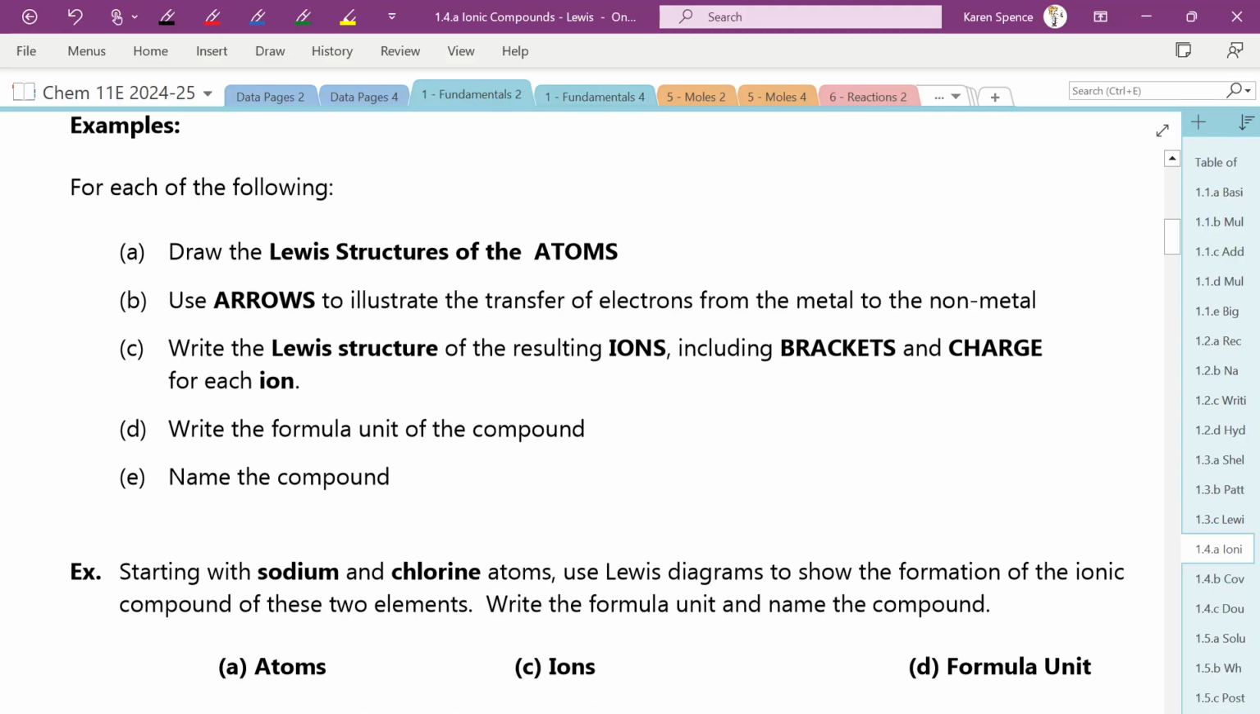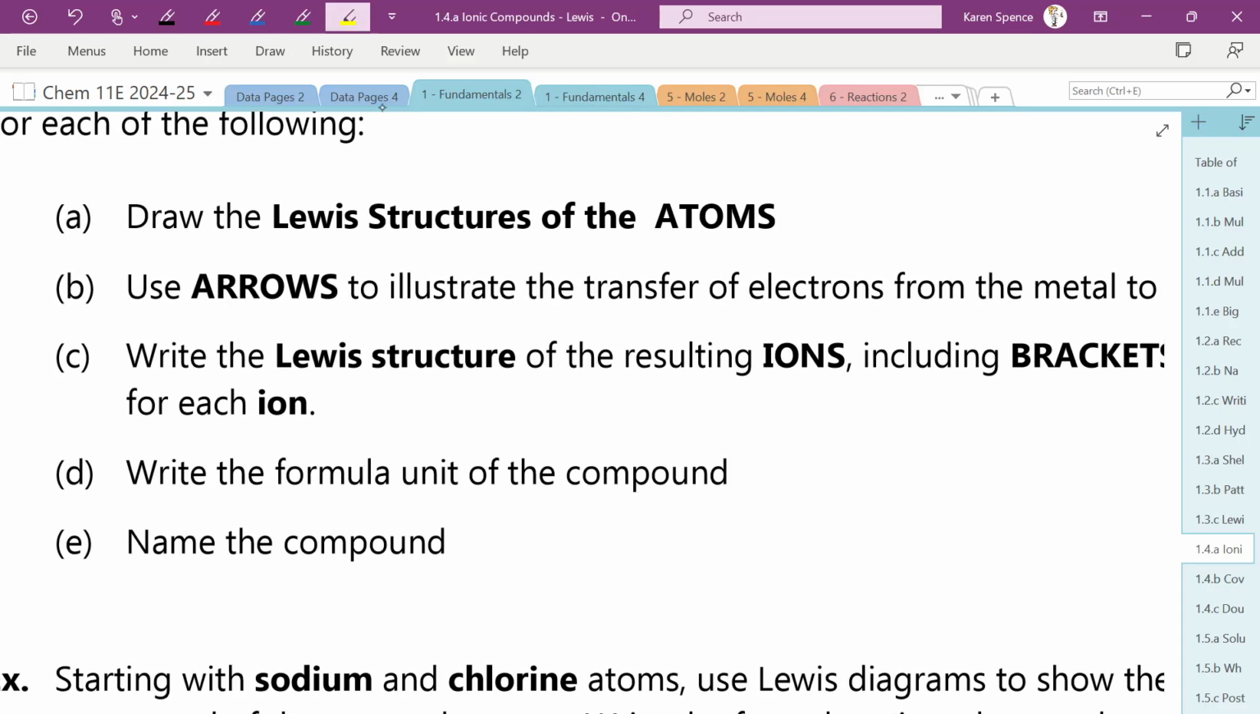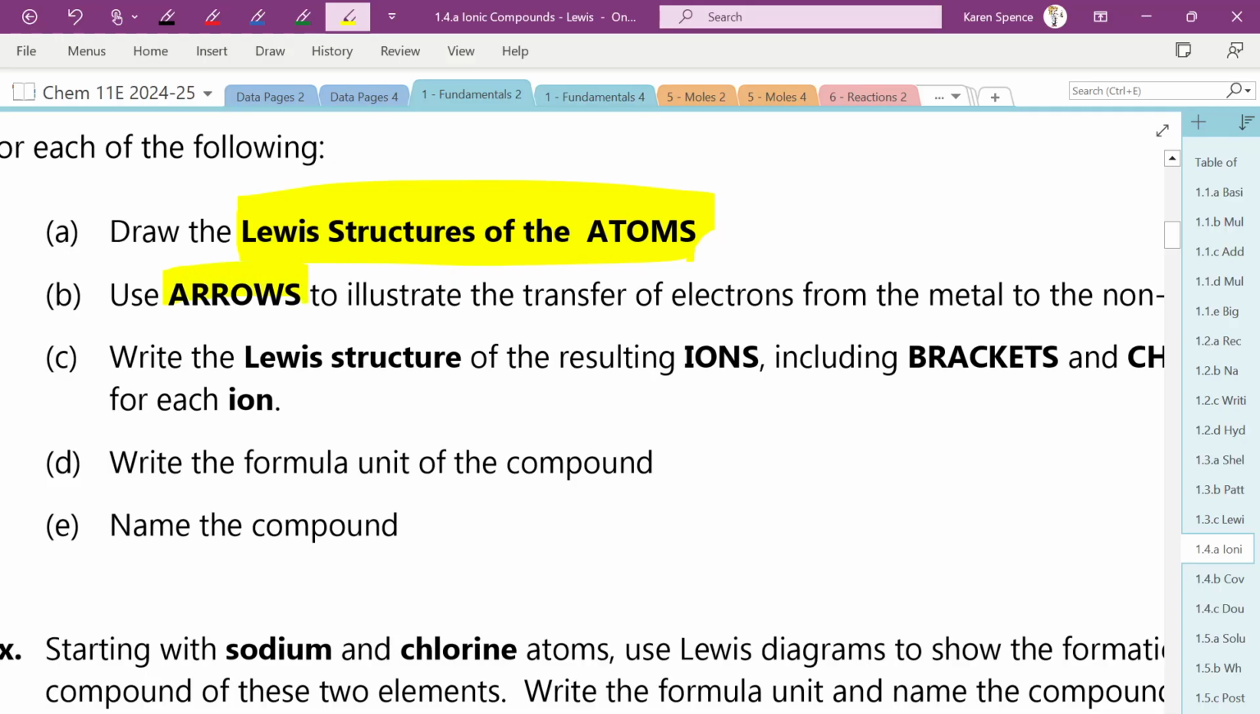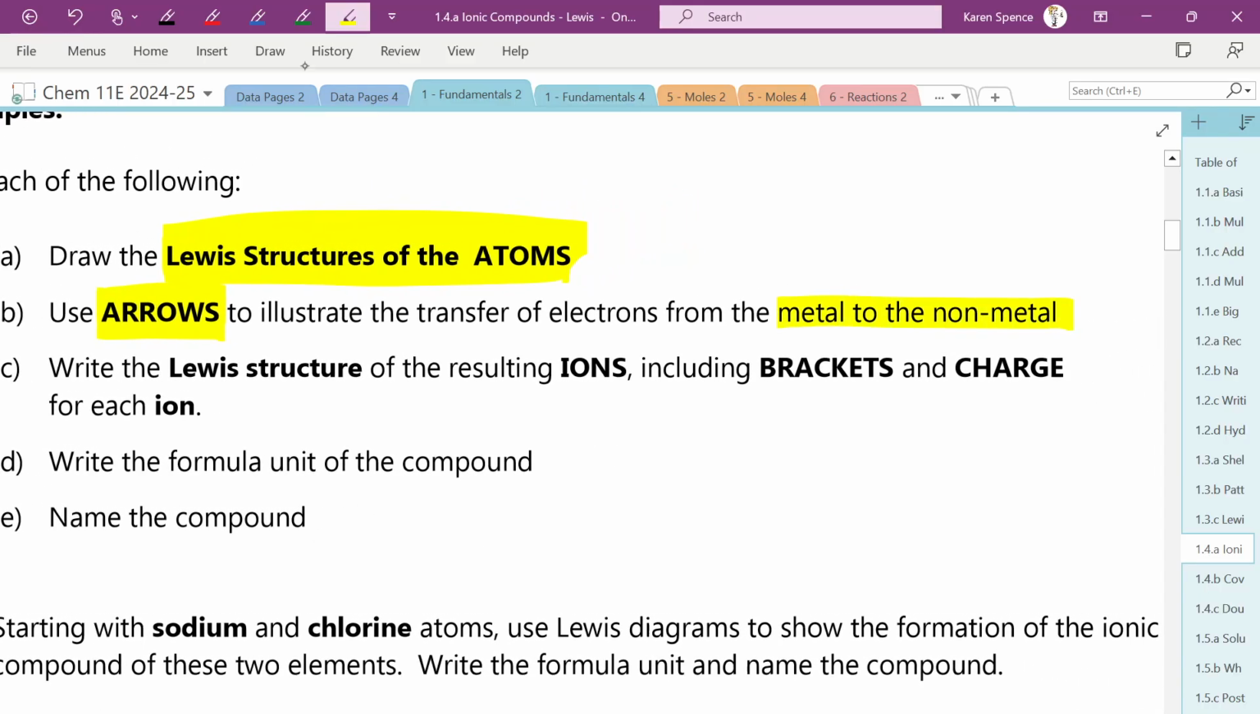Okay, so let's get into the drawing of Lewis structures for these ionic compounds. The first thing we do is we draw the Lewis structure of the atoms, which we reviewed for you yesterday. The second thing we do is we use arrows to show the transfer of electrons from the metal to the nonmetal. And finally, we have the Lewis structure of the resulting ions, which includes the brackets and the charge of each ion.